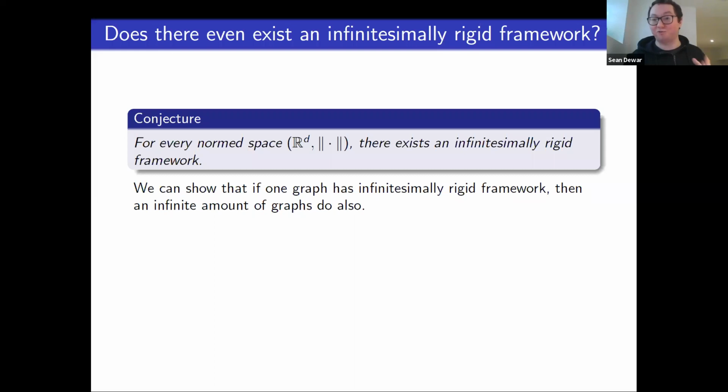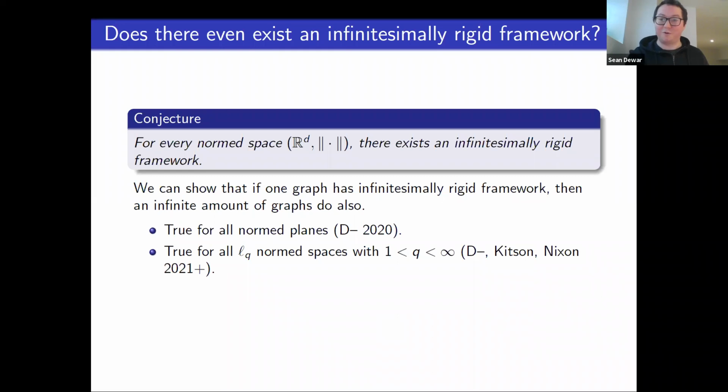We do know it's true for certain classes of norm space. So we know it's true for all normed planes. So all 2D norm spaces, if you give me a 2D norm space, I know there's an infinitesimally rigid framework. I might not know where it is, but I know there exists one. And we can actually say way better than that. But at the moment, we're just going to say that at the very least, we can say there is an infinitesimally rigid framework. So rigidity theory makes sense in the infinitesimal world.